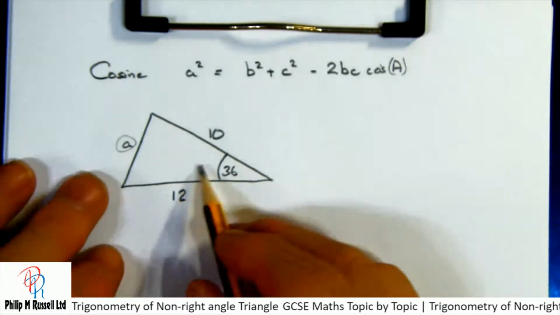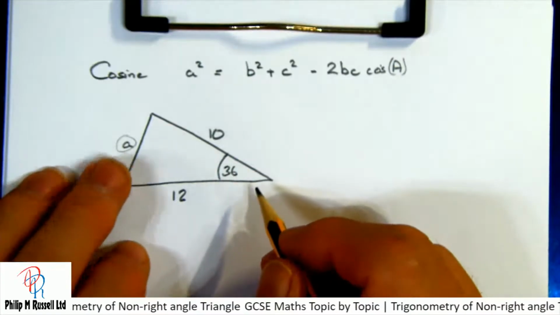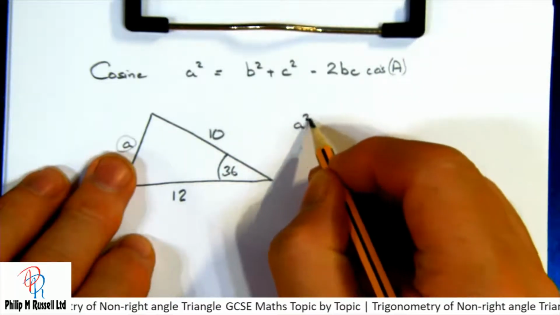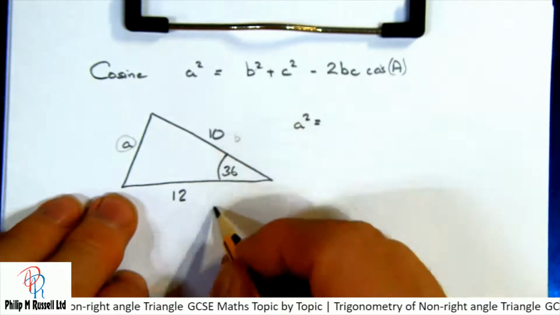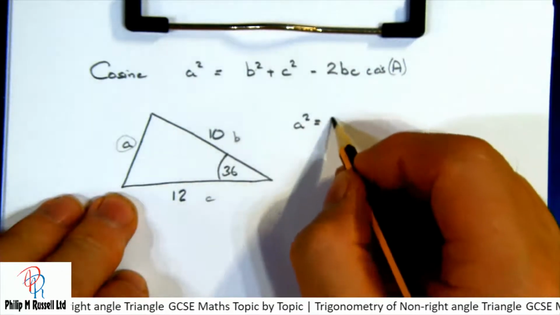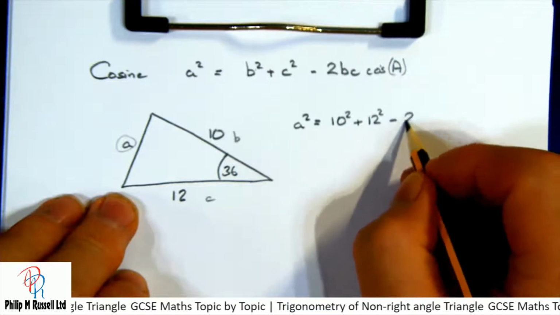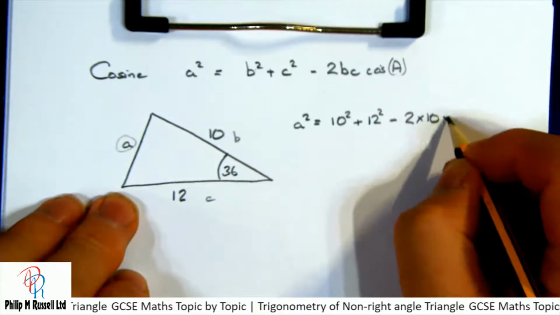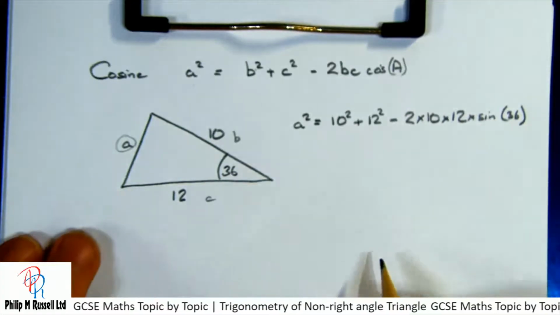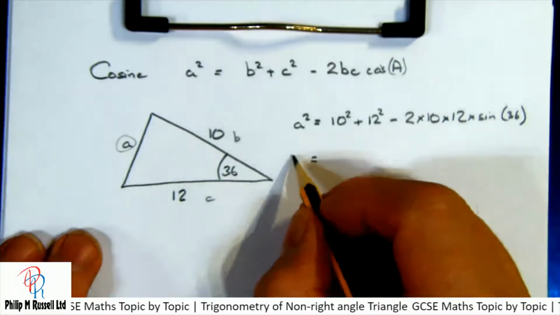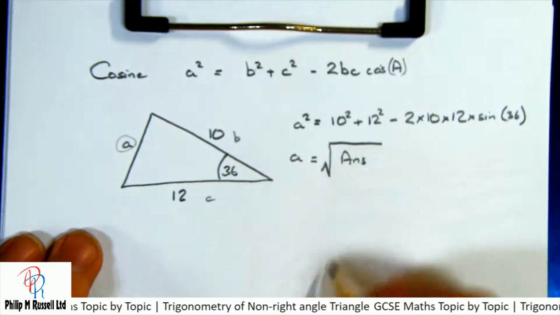Okay, so let's see what we've got. So A squared, and this is the one that is a killer for students because they forget that it's A squared. A squared equals B squared, we'll choose our sides B and C, so that's going to be 10 squared plus 12 squared minus 2 times 10 times 12 times the cos of 36. A is going to equal the square root of my answer.